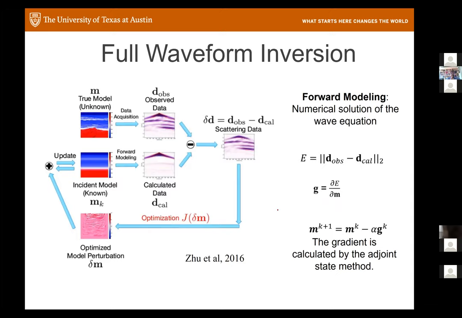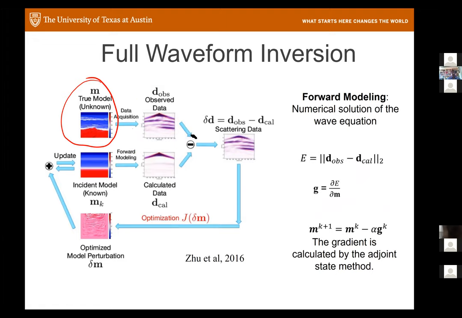Now finally I'm coming to the FWI description. So what do we do in FWI? Let's say that this is my true model, which is known only to God. If anybody wants to believe in God, we don't know what the true model looks like. We've collected data over it. And this is my observed data, a shot gather.